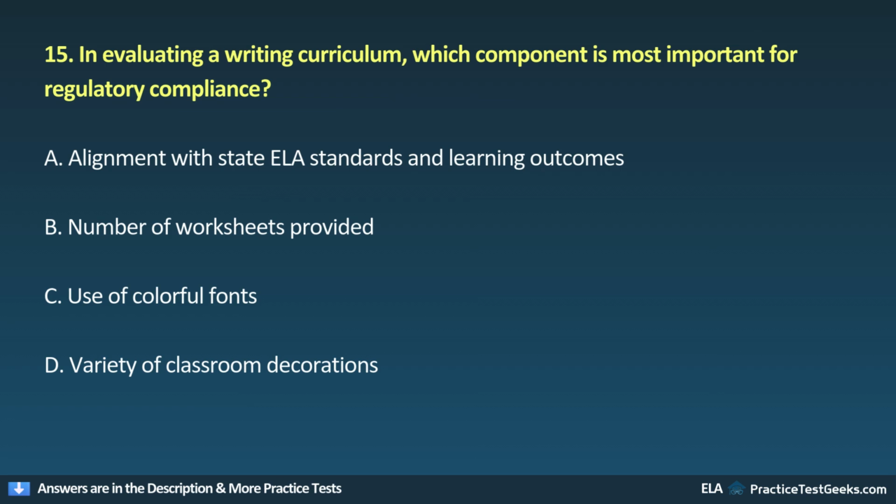15. In evaluating a writing curriculum, which component is most important for regulatory compliance? A. Alignment with state ELA standards and learning outcomes. B. Number of worksheets provided. C. Use of colorful fonts. D. Variety of classroom decorations.